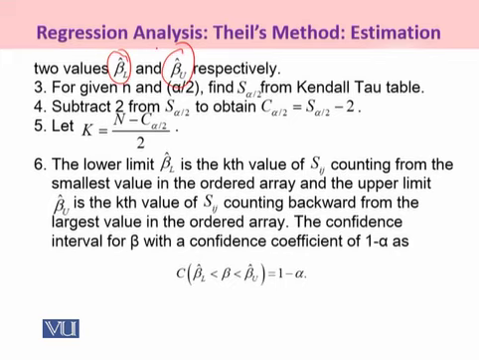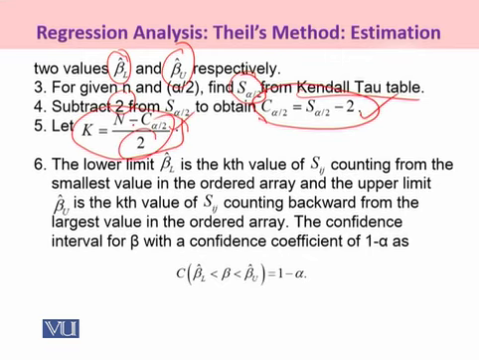For the given n and alpha by 2, we will find S alpha by 2 from the Kendall's tau table. So students, since n and alpha by 2 are given to you, you calculate S alpha by 2 from the Kendall's tau table, and from that S alpha by 2 you subtract 2. You call this new variable C alpha by 2. Now you need to calculate K. What is K? Capital N, the total number of observations, minus C alpha by 2 that you have just calculated, divided by 2, gives you this K.